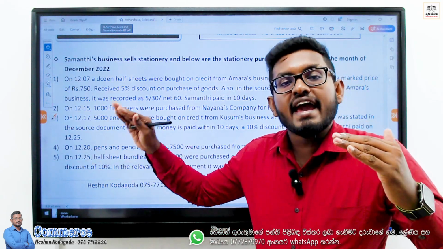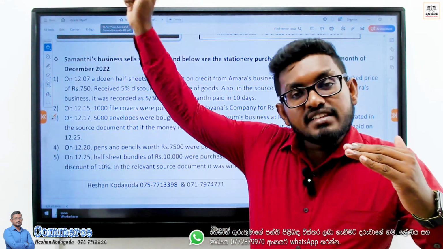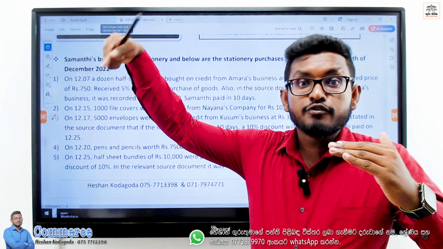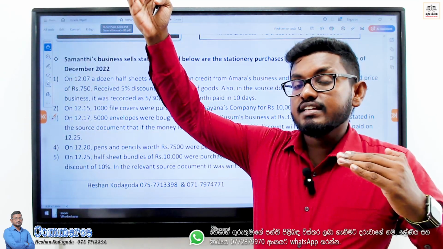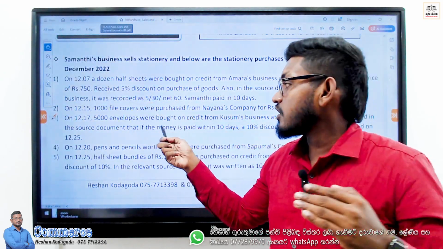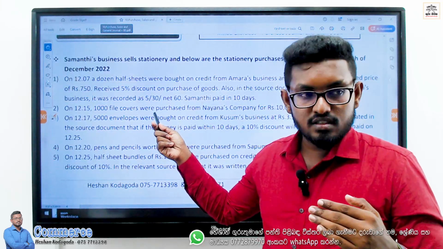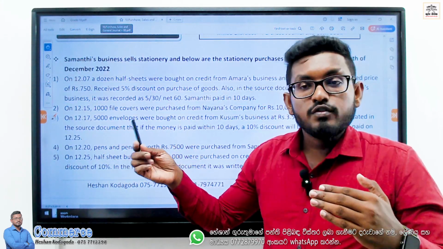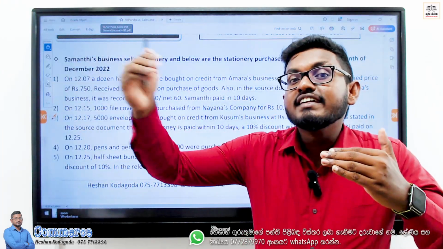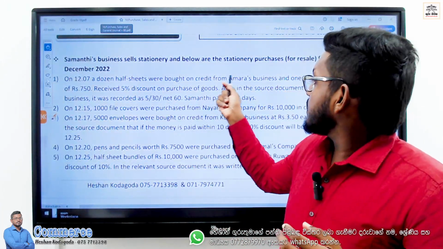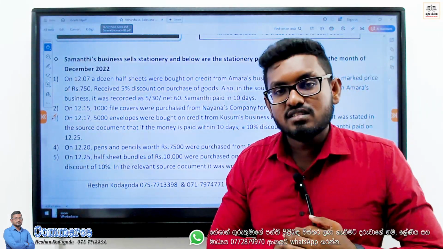When we pay cash, we credit the cash book after deducting 5%, and we also record this 5% in the discount received column. Right? So what we do is, cash book credit, creditor, Amarasa business account debit.